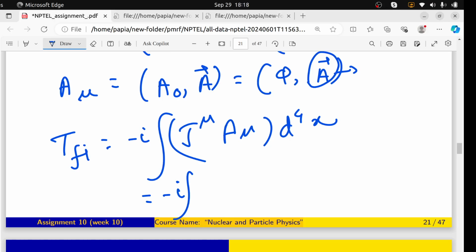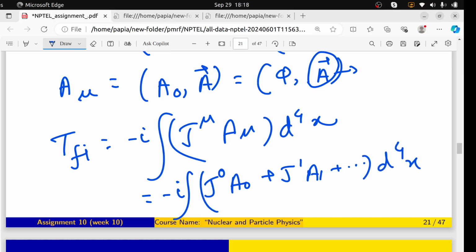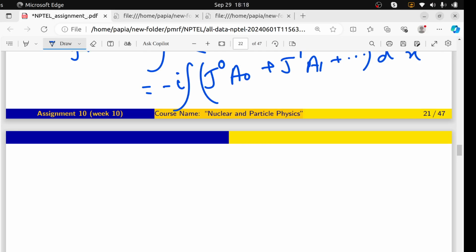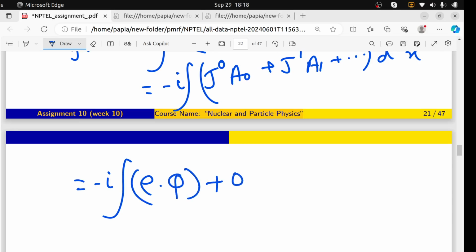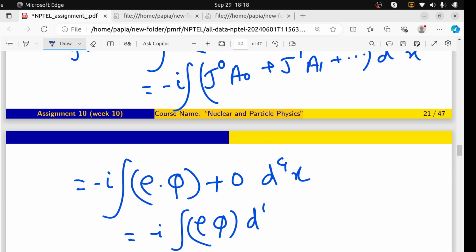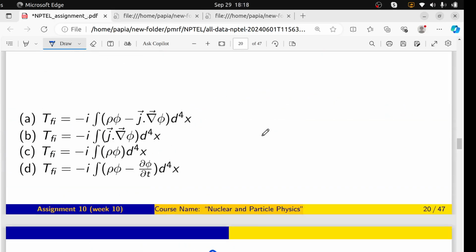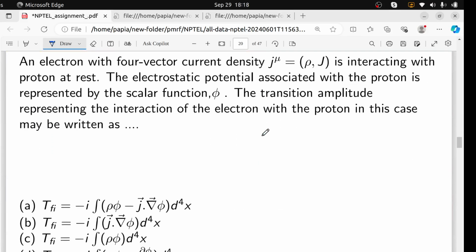So J mu A mu means J0 A0 plus J1 A1 like that, right? If it is like that, then J0 is rho, then A0 is phi, and all other terms are 0. So it is simply minus i integration rho phi d^4x. Just take the option. The option is given here as C.